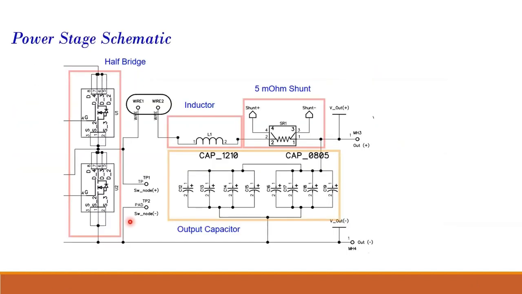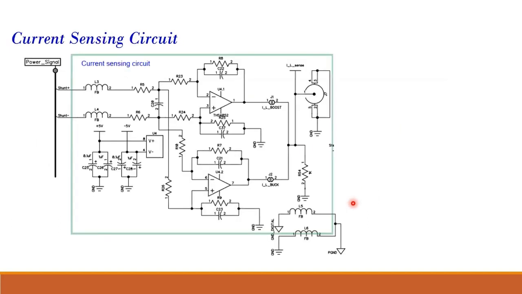Then after this wire you have the inductor, and then the sensing resistor over here, and after that the output capacitor. Again, they are connected in parallel to increase the capacitance and reduce the ESR. Then the current sensing circuit is shown over here. This is again differential current sensing, and to configure it as a boost or buck, different arrangements are provided, but that is not currently required for you.